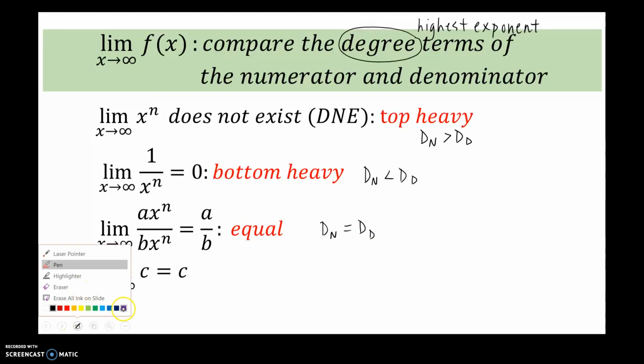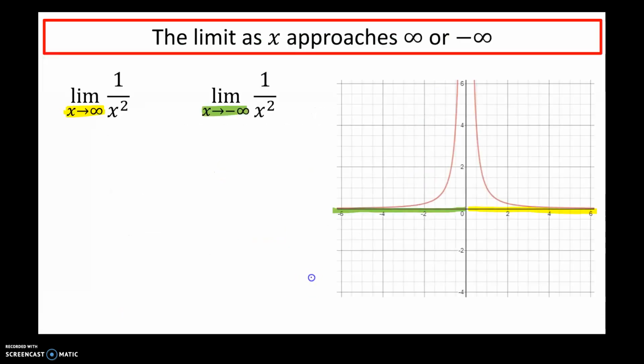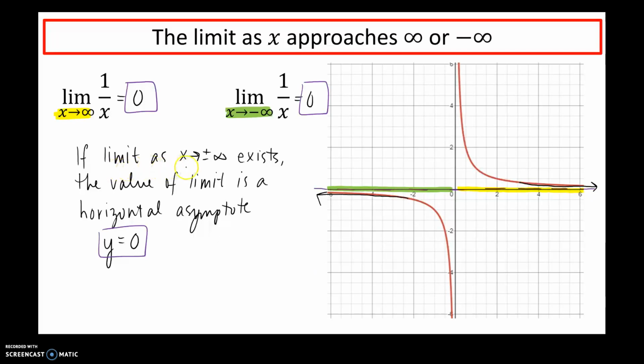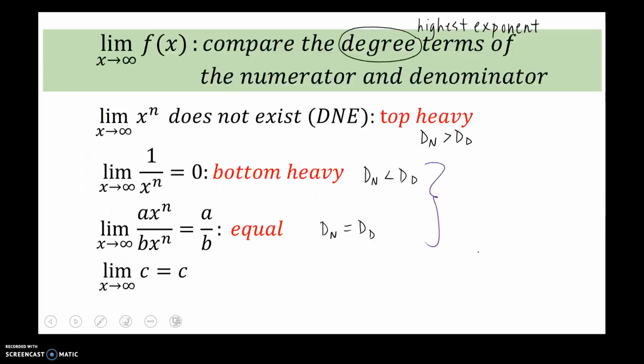These cases where it equals a number, okay, according to what I wrote up here, if the limit as x approaches infinity exists, the value of the limit is a horizontal asymptote. So these two cases where the limit equals 0 or the limit equals another non-zero number, these would tell you that you have a horizontal asymptote at whatever the value of the limit is, okay? Either 0 or the other number.